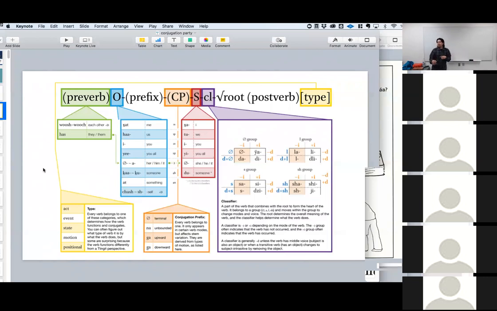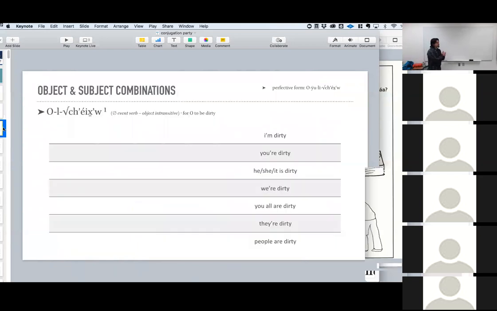There's a couple different things that we'll talk about later. I want to focus on objects and subjects right now. The classifier we touched on. Every verb also has a conjugation prefix. We'll talk about it later. You don't have to worry about it now. And there's also five different verb types. We'll talk about that later. Don't worry about it right now. Okay. So here we go. Doing a walkthrough of these. We're going to start by getting ready.